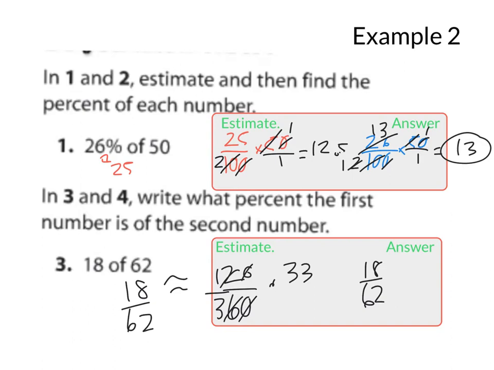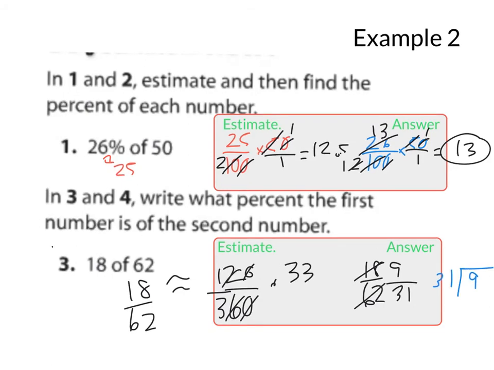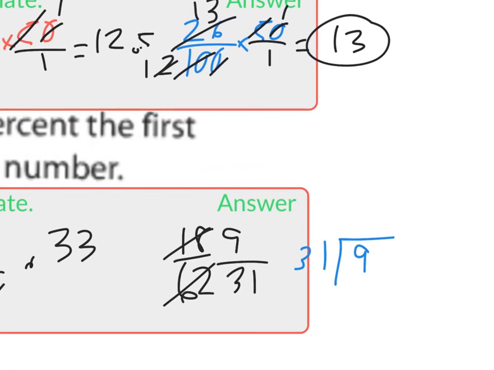Basically, if you have a pizza and there's 62 slices and you have 18, what percent of the pizza do you have? That's how I think of it. I can simplify first, dividing by 2. So I have 9 here. If I divide this by 2, I get 31. I cannot simplify further, so I'm going to need to divide 9 divided by 31.